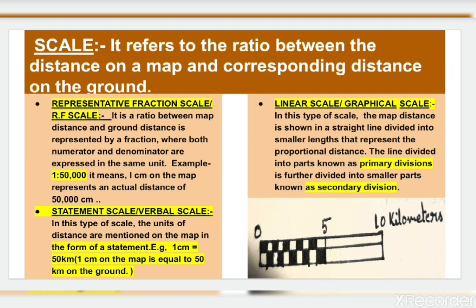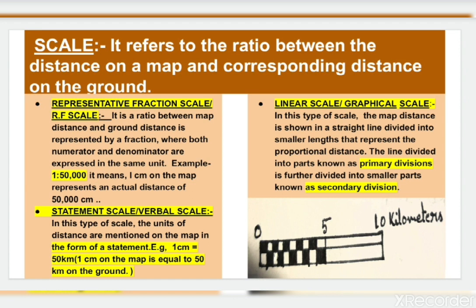So, first we will learn representative fraction scale. It is a ratio between map distance and ground distance represented by a fraction where both numerator and denominator are expressed in the same unit. For example, 1 is to 50,000, it means 1 centimeter on a map represents an actual distance of 50,000 centimeter. So in the topographic sheet you will see it is written at the bottom that 1 is to 50,000, which is an example of RF scale.